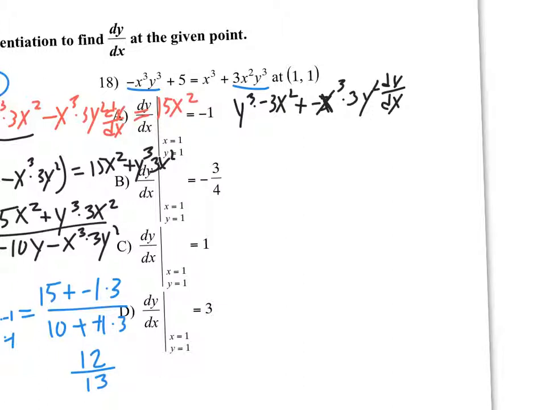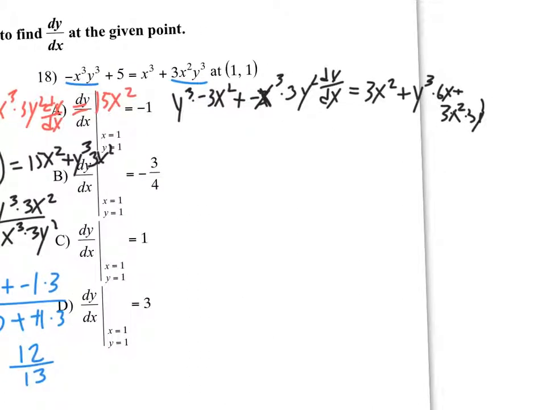and then plus 0 is equal to 3x squared, and then plus, we've got another product rule here, the second, y cubed, times 6x, and then we've got 3x squared times 3y squared dy/dx. I'm going to bring all the dy/dx's to one side, the left, and move everything else to the right side.